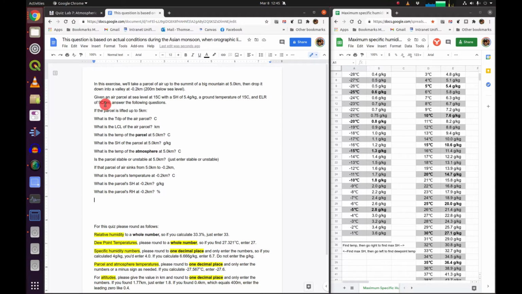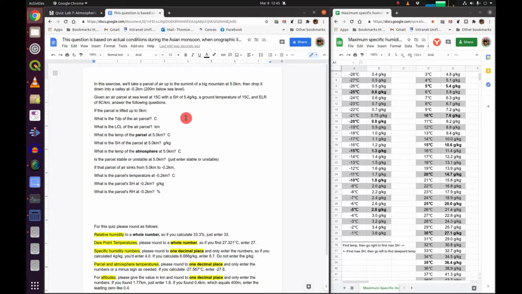So what are we given? A parcel of air at sea level. It's 15 Celsius with a specific humidity of 5.4 grams, a ground temperature of 15 Celsius, and an ELR of 9 Celsius. So if the parcel is lifted to 5 kilometers, we know already what we're doing. We're going to be lifting and cooling the parcel. We're also going to be figuring out the rate of cooling and what the temperature of the parcel is.